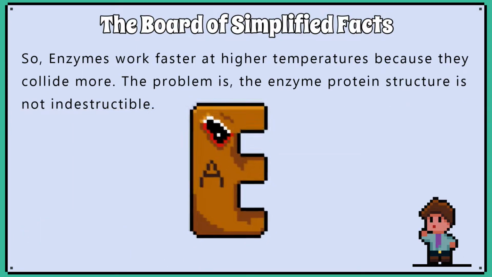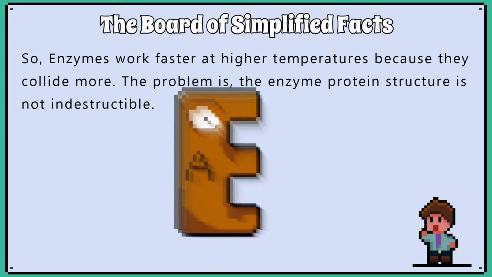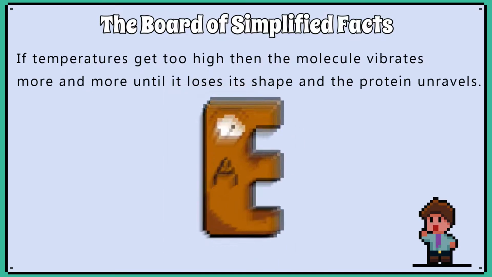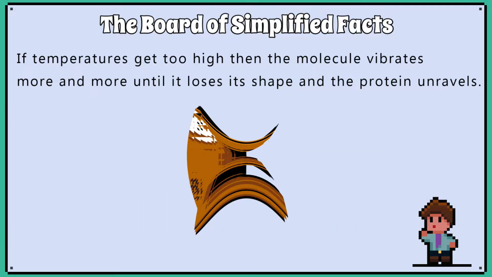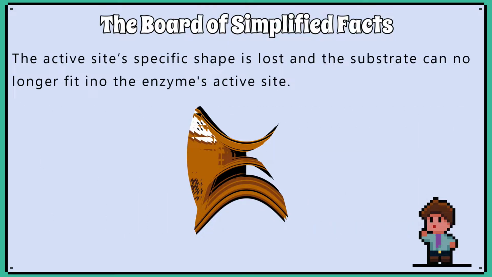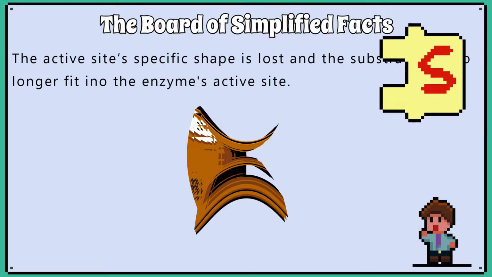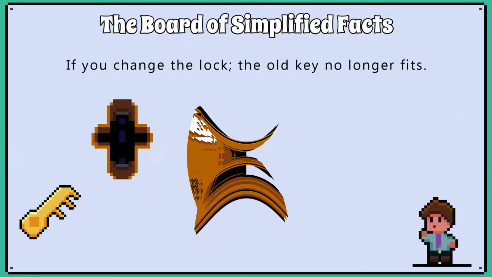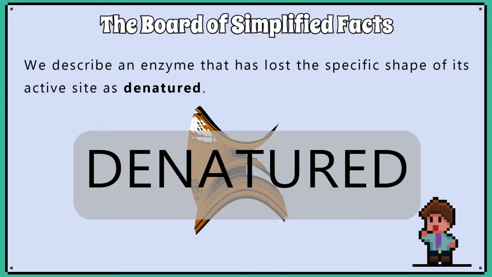The problem is, the enzyme protein structure is not indestructible. If temperatures get too high, then the molecules vibrate more and more until it loses its shape, and the protein unravels. The active site's specific shape is lost, and the substrate can no longer fit into the enzyme's active site. If you change the lock, the old key no longer fits. We describe an enzyme that has lost the specific shape of its active site as denatured.